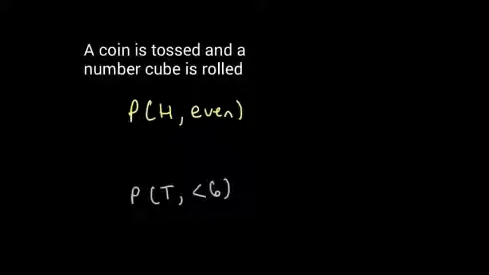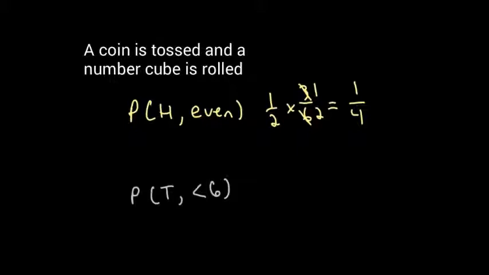Alright, one more example. So a coin is tossed and a number cube is rolled. So I want the probability of a heads and an even number. So probability of a heads, well, there's either heads or tails, so that would be 1/2. And then even number, there's 2, 4, and 6, so that's 3 out of 6. I can reduce that before I multiply, so 3 goes into 3 once, 3 goes into 6 twice, and then just multiply. 1 times 1 is 1, 2 times 2 is 4. So my probability there is 1/4.